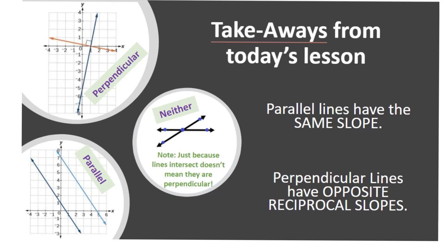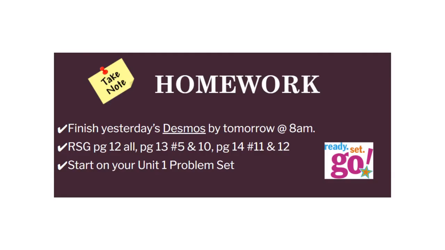Your homework for tonight is to make sure you finish yesterday's Leaping Lizards Desmos by 8 a.m. tomorrow morning. That is when I will be taking the grade for it. You have homework on pages 12, 13, and 14. It's not a ton of homework. Just go ahead and work through them. Remember, on 1 through 4, it is asking you to round to 2 decimal places if need be, and then start on your Unit 1 problem set in Delta Math.